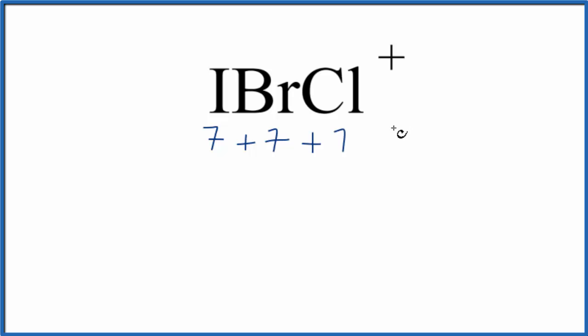In the positive, that means we've lost an electron, so we're going to subtract 1. That gives us a total of 21 minus 1, 20 valence electrons for the IBrCl+ Lewis structure.